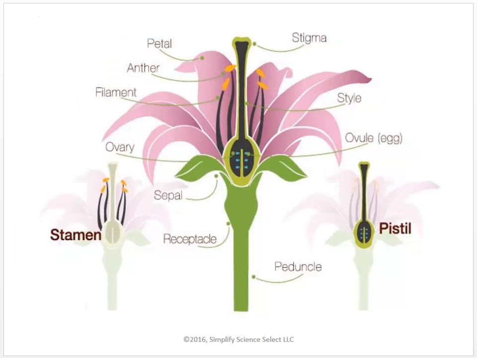Here are those structures labeled. So in the middle we see all the parts together, and so we're labeling the anther and the filament separately. On the left we see that the combination, you see the rest kind of grayed out. The anther and filament together are called the stamen, and on the right we see the stigma, style, and the ovary with the ovules inside all highlighted with the rest grayed out. That together is called the pistil.